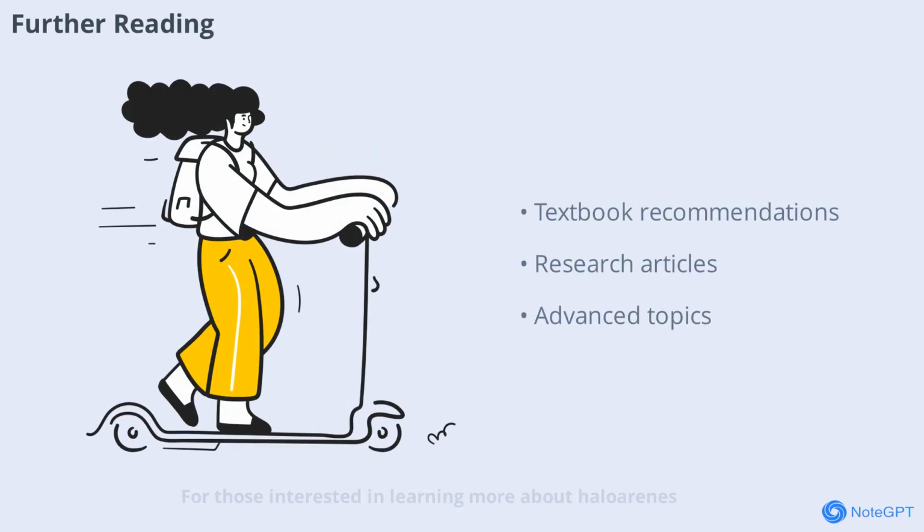For those interested in learning more about halogens, there are many excellent textbooks and research articles available. Exploring these resources can deepen your understanding and provide insights into advanced topics and current research trends. Staying curious and engaged is the key to mastering organic chemistry.